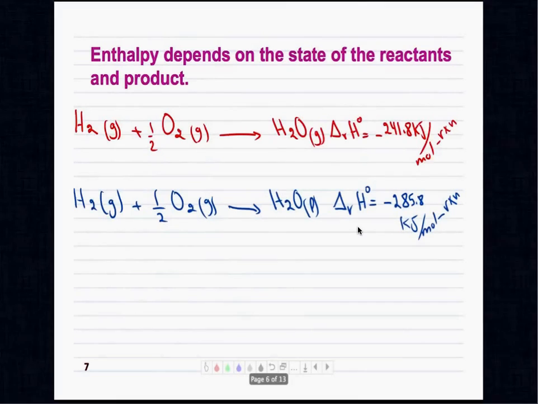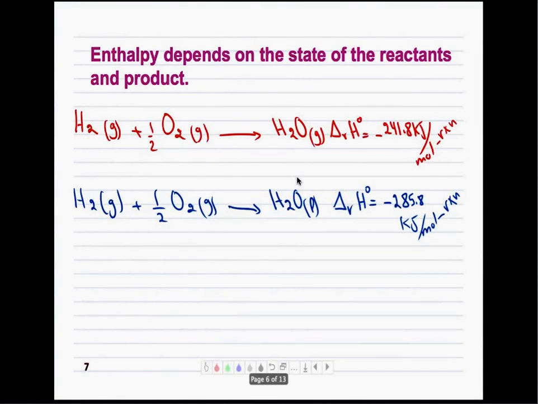Now, if you look at the 2 reactions up there, it's H2 gas plus half O2 gives you water. H2 gas plus half O2 gives you water. Yet if you look at the delta H, the delta H is different. Why would that be the case? If it is the same reaction, that means the same reactant and product, why is the delta H different? Yes, please?